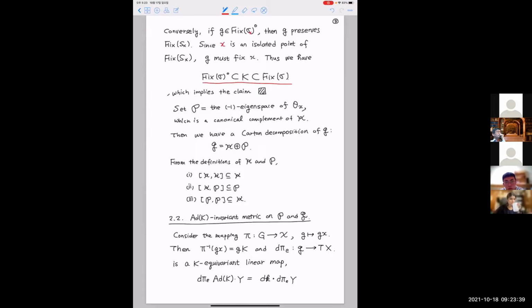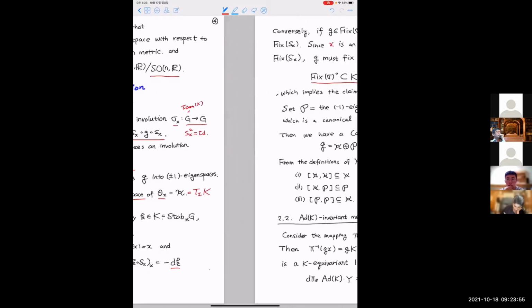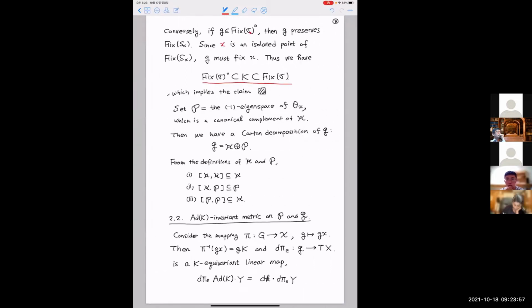Okay. So that means that, so here, plus the eigenspace. So that means the fixed point set of the involution sigma x is actually the real algebra of the isotropy group K. Okay. So now we pay attention to the -1 eigenspace.